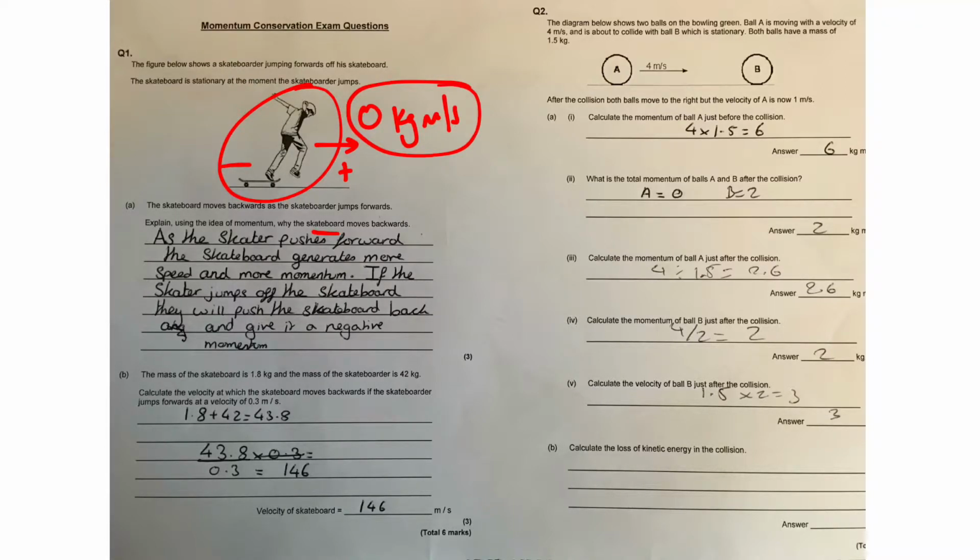My question to you would be, why does the skateboard move faster backwards than the skater moves forwards? Well, it's because the skateboard is lighter.